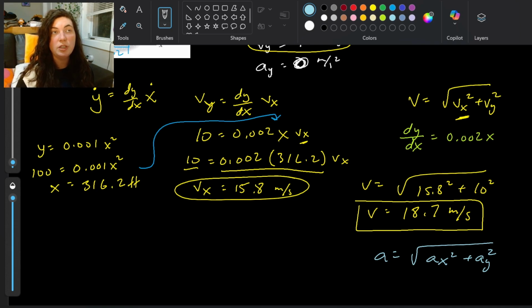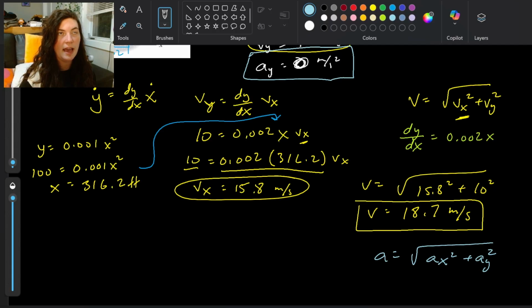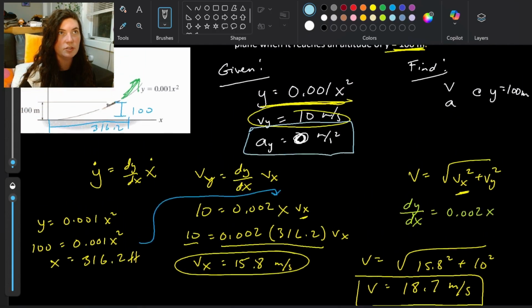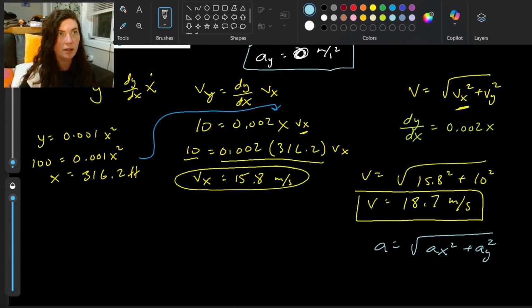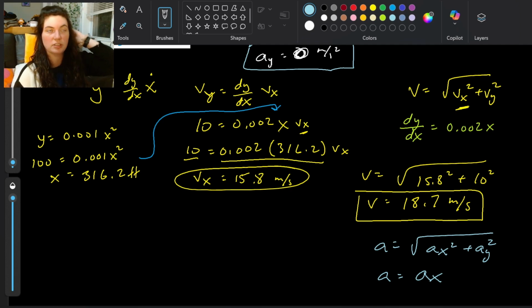Although in this case we know that we don't have to do this, right? We don't necessarily have to use this equation because ay is 0. There's no acceleration in the y direction, right? It told us there's a constant upward velocity. It tells us there's no acceleration in the y direction. So really the magnitude of acceleration is just whatever the x acceleration is. That's going to be our overall magnitude since our 0 in the y direction cancels it out.